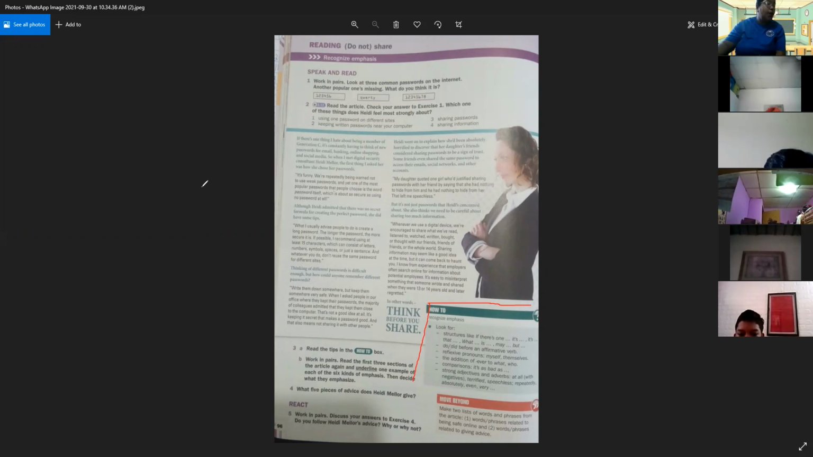Okay? So in part number one, we have to look at the three common passwords on the internet. Another popular one is missing. What do you think it is?